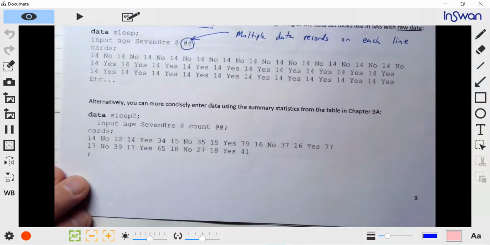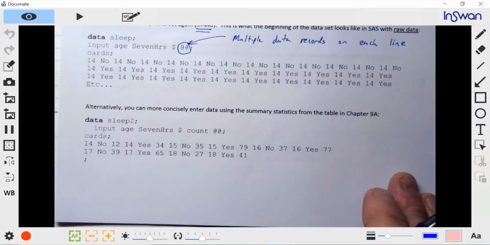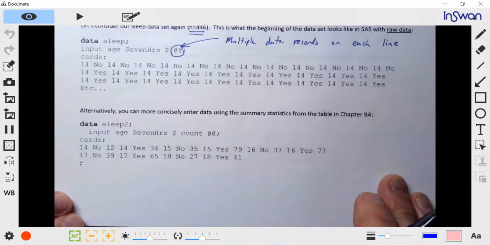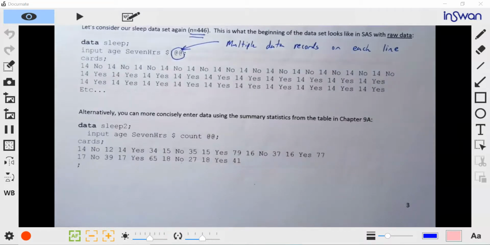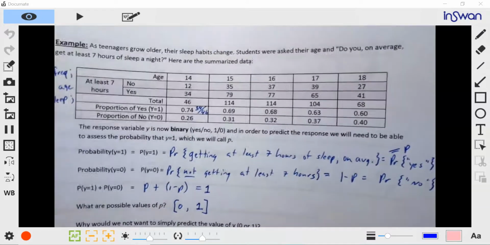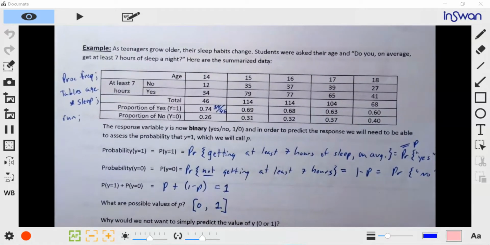But there's actually a more convenient way to enter data, or a more concise way to enter data for logistic regression. And we can enter the data exactly as we saw in the notes in Chapter 9a. Sorry, I had just paused my video because I realized I didn't have my Chapter 9a notes with me. So I wanted to make sure to get those. But I'm going to enter the data using summary statistics from the table in 9a. So here's the original table that shows our data.